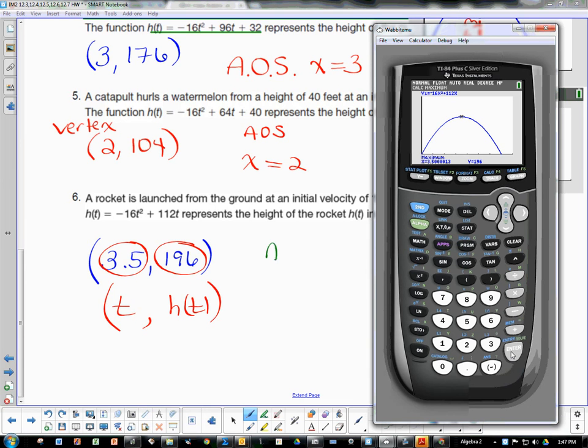That means your axis of symmetry is going to be, now we can say x is equal to 3.5, or you could actually say t is equal to 3.5. You could have actually said t equals 2 up here, and then t equals 3 up here. It really doesn't matter because our t variable has kind of taken the place of x.